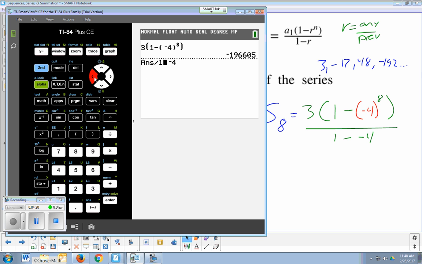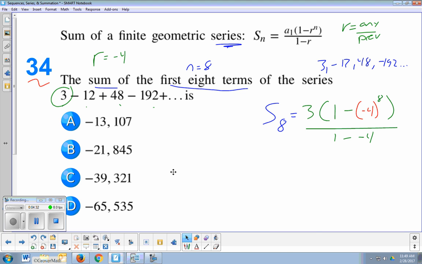So if your denominator is more than a single number, you want to do divided by parentheses 1 minus negative 4. So you're dividing by that whole thing. And that'll get us the answer of negative 39,321, choice C. Let's do one more example.